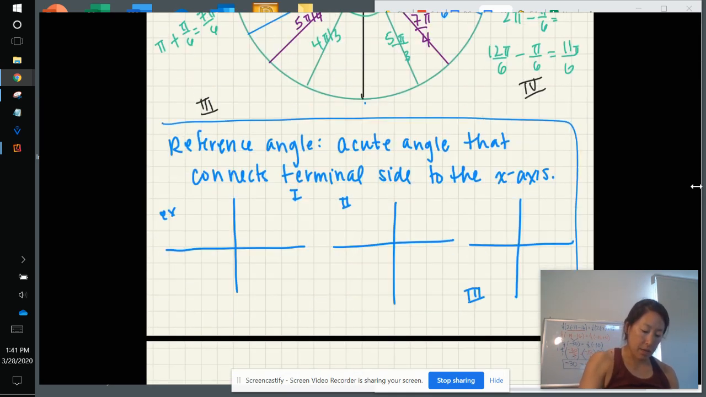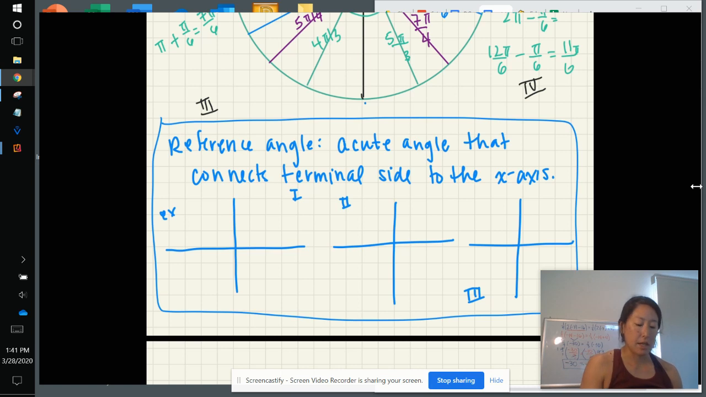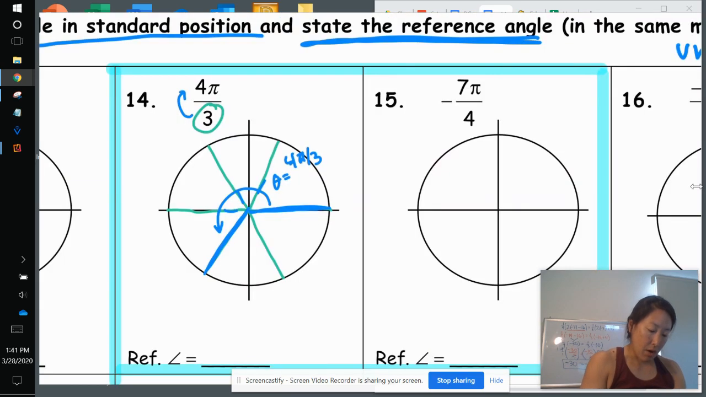The reference angle is the acute angle that connects the terminal side to the x-axis. So in this case, our angle is in quadrant number 3. We're going to take the terminal side, which is the side in quadrant number 3, and we're going to connect it vertically, always vertically to the x-axis, to make an angle. What is this angle right here?